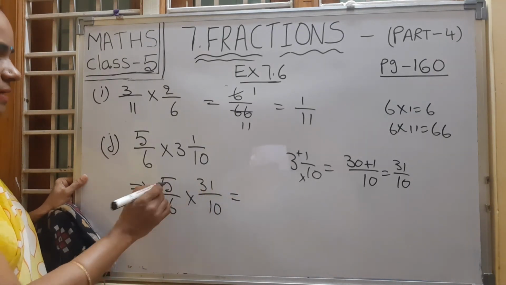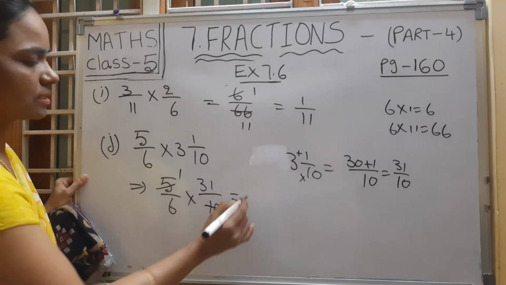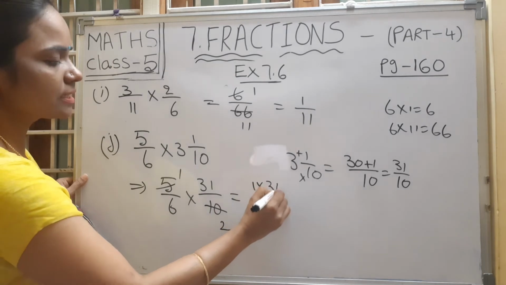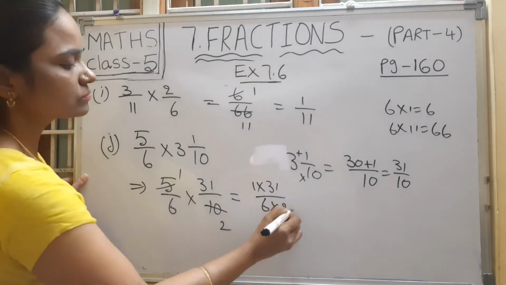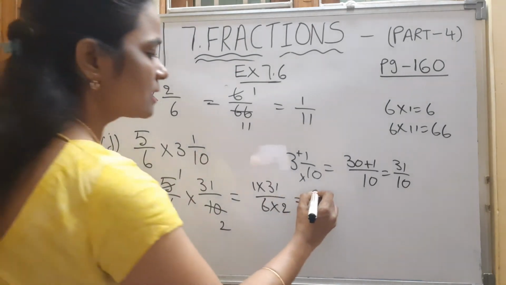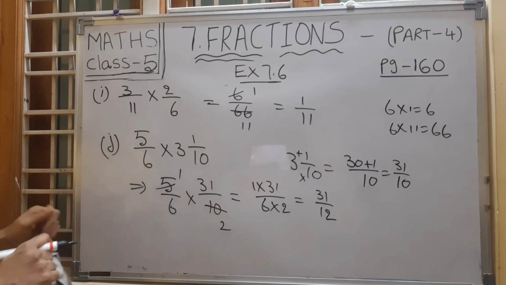Now the 5 table I am cancelling here, see. 5 1s are 5, 5 2s are 10. So it becomes 1 into 31 by 6 into 2. So what is the answer? 31 by 12. 31 by 12 is the answer.